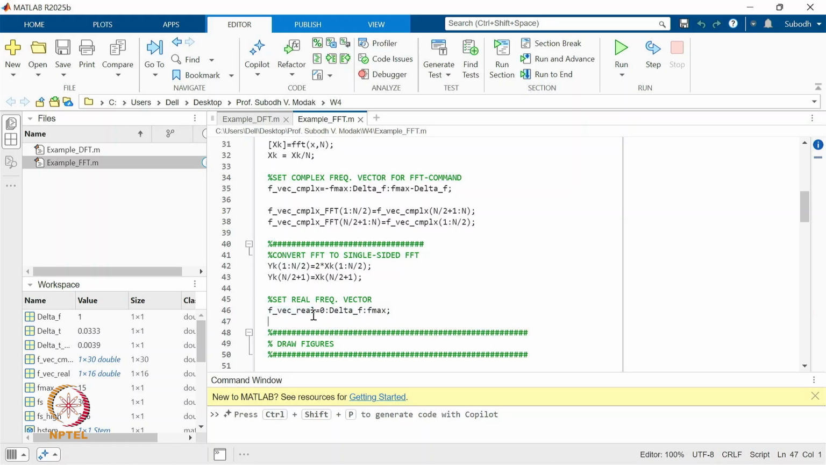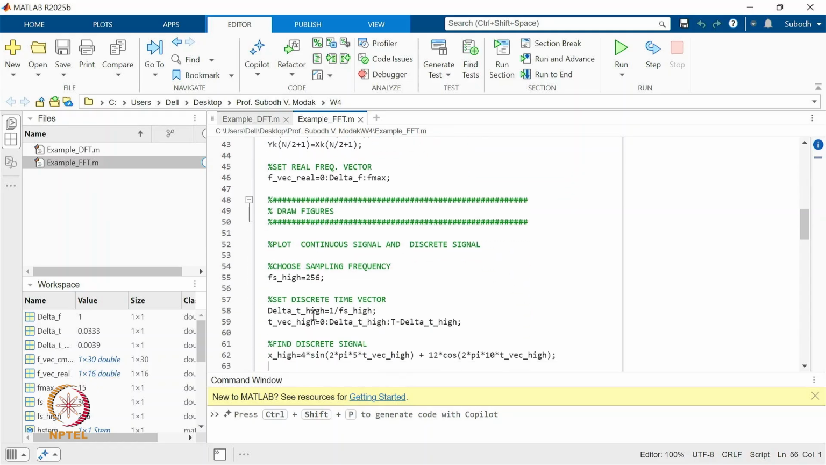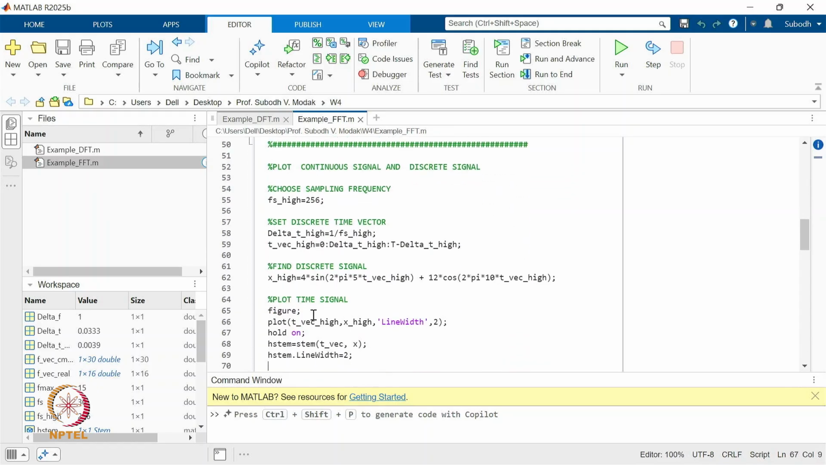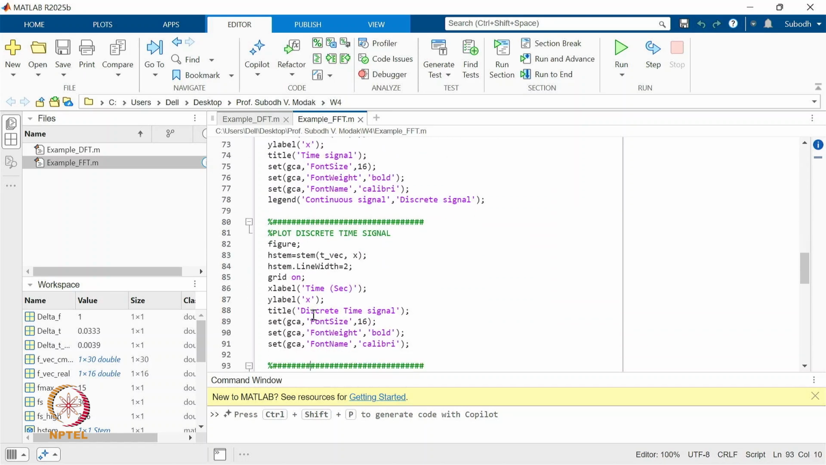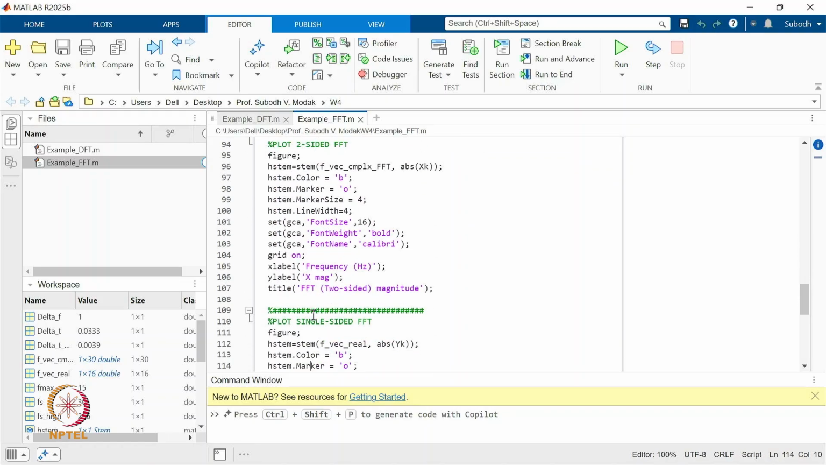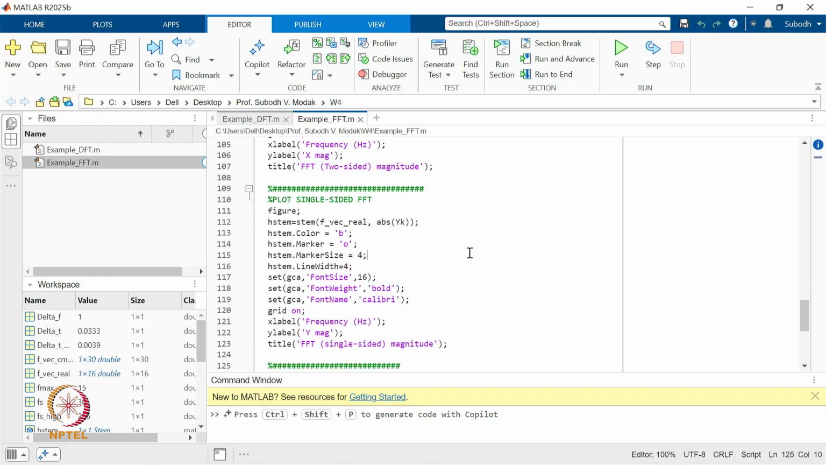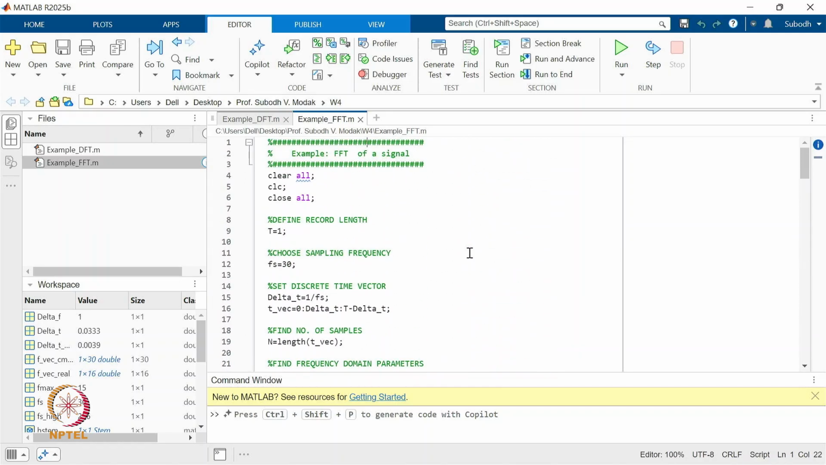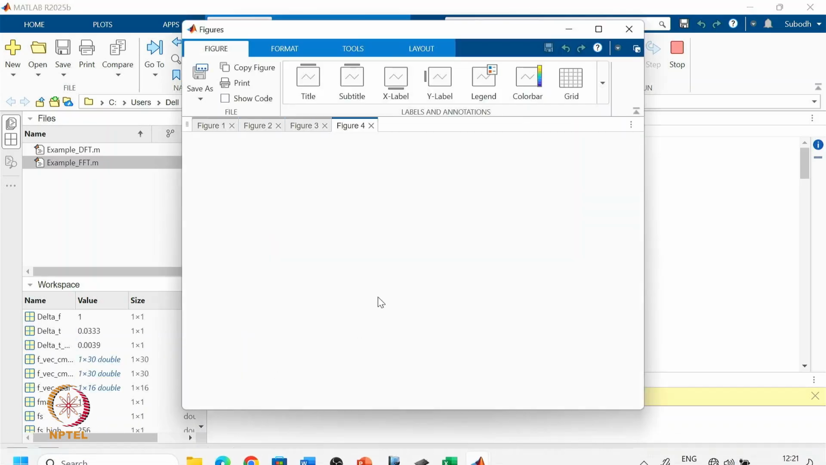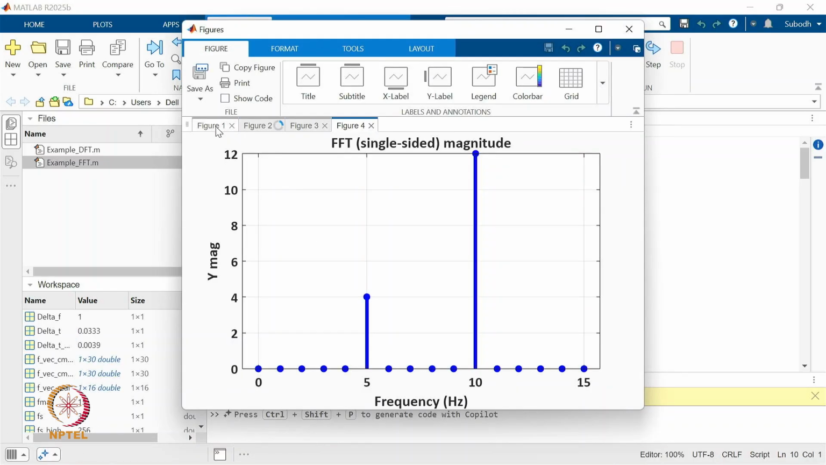Now for drawing figures, the code is the same as I used in the first example for DFT. Appropriate variables are used: first plot the continuous signal, then the discrete signal, then the two sided FFT and the one sided FFT. So this completes our code for finding DFT using the MATLAB FFT command. Let us run this. Let me press run. It is running and now plotting the figures, and it has done the job.